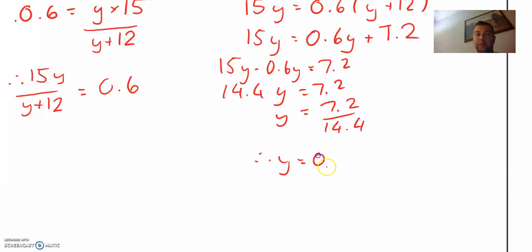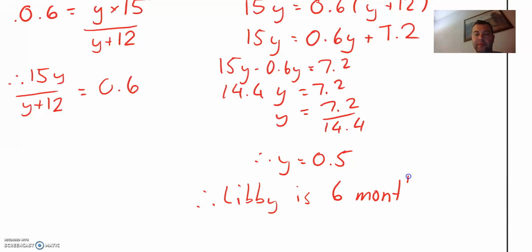Y equals 0.5. Now reading the question carefully, it says how old. We've been given everything else in years. 0.5 years is pretty scruffy. Right, let's say, therefore, Libby is 6 months old. That's a nice answer.